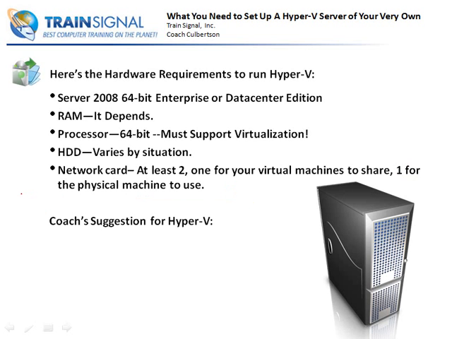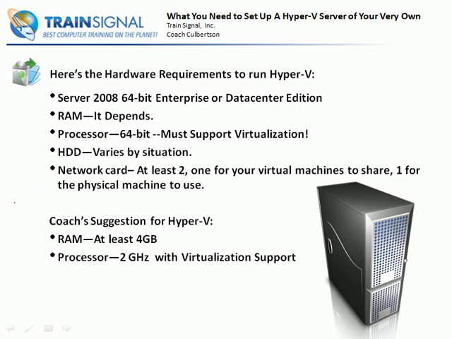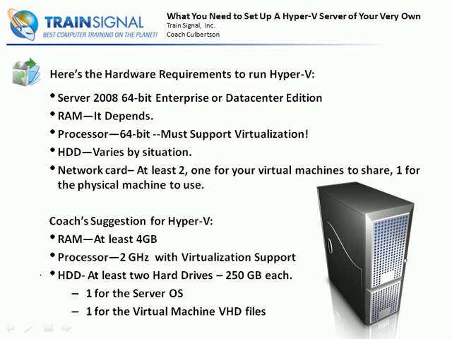Now, here's my suggestion to you. I would never even think about running Hyper-V on a server that had anything less than 4 gigabytes of RAM. This will allow you to have your virtual machines running at least a half a gig of RAM a piece, but the more RAM the better, but at the very least you should have 4 gigabytes of RAM. Processor: 2 gigahertz at least with virtualization support, and I also recommend having a quad core or dual core processor, and then at least 2 hard drives.